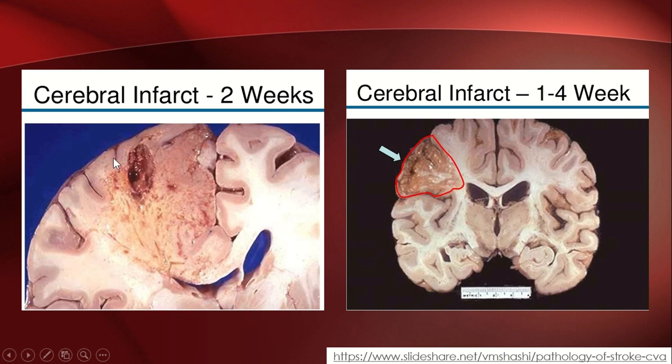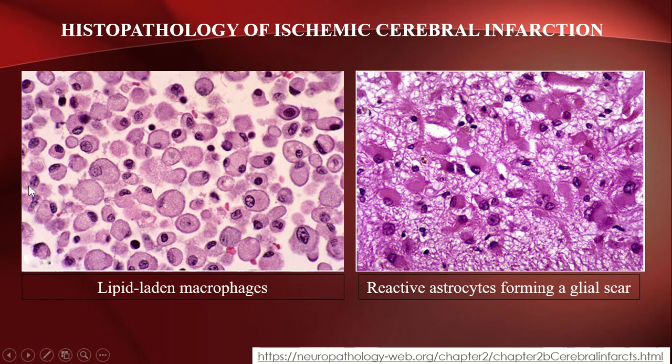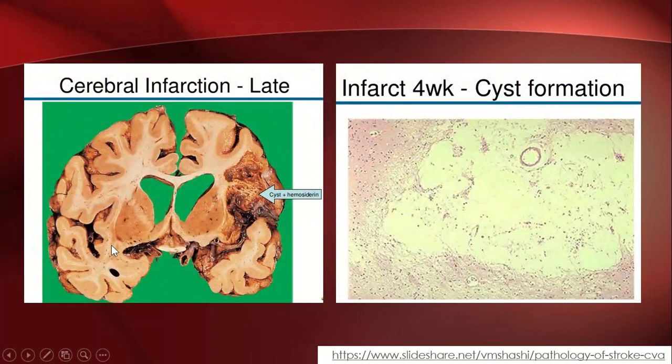Here you see the cerebral infarct at 2 weeks and the cerebral infarct at 1 to 4 weeks. And the histology of the ischemic cerebral infarction we discussed before: these are the granular balls, or lipid-laden macrophages, that engulf the myelin and the products of destruction. And here you see the glial scar, the reactive astrocytes that form the glial scar in the brain. This is the late cerebral infarct. Here you see the cyst formation with hemosiderin, and microscopically you see the cyst formation. Here is the brain tissue and the lumen of the cyst.